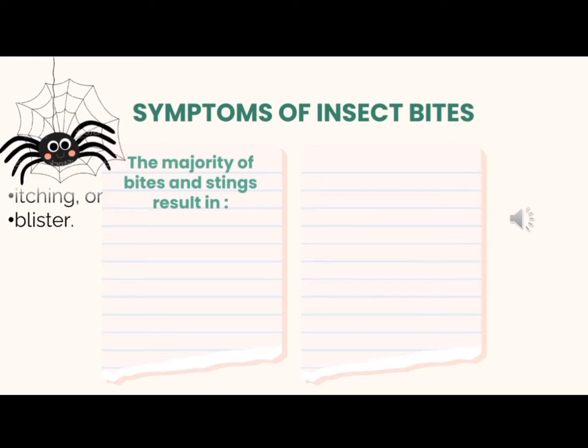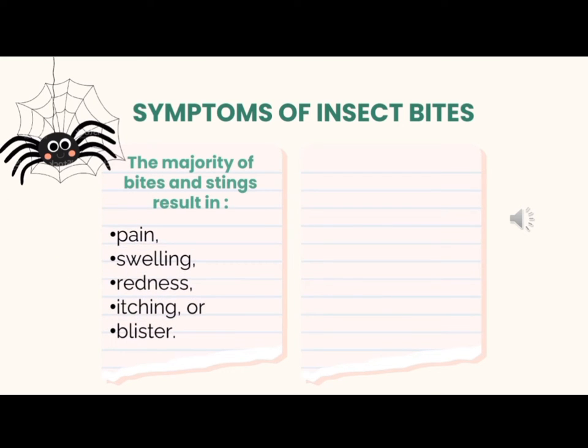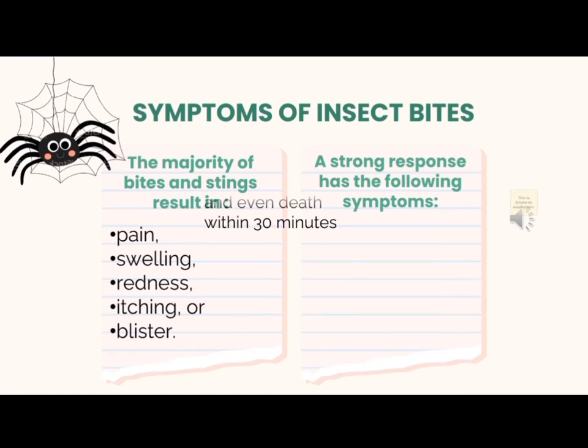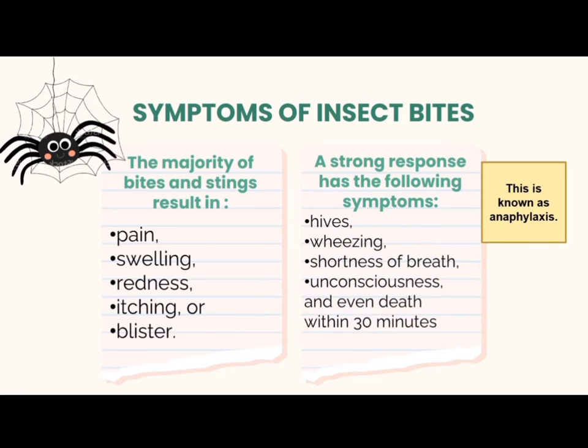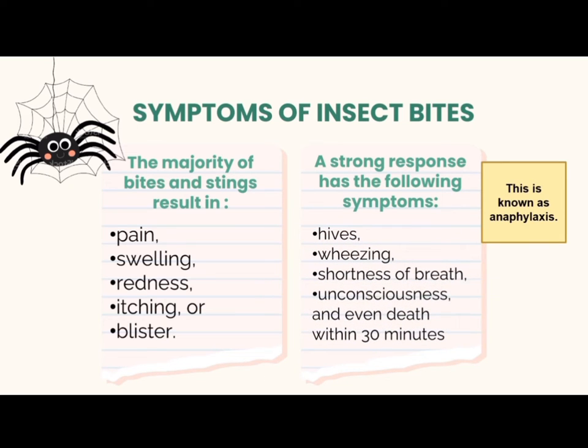Here are the symptoms of insect bites. First, the majority of bites and stings result in pain, swelling, redness, itching, or blister. Next, a strong response, which is known as anaphylaxis, has the following symptoms: hives, wheezing, shortness of breath, unconsciousness, and even death within 30 minutes.